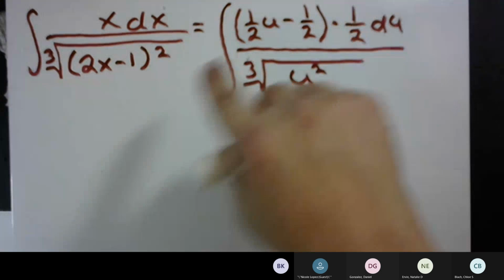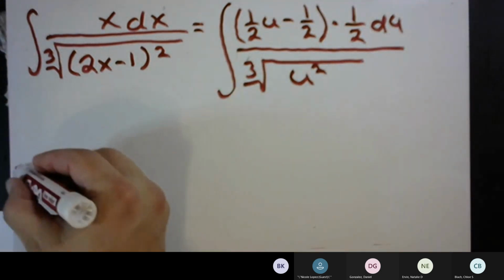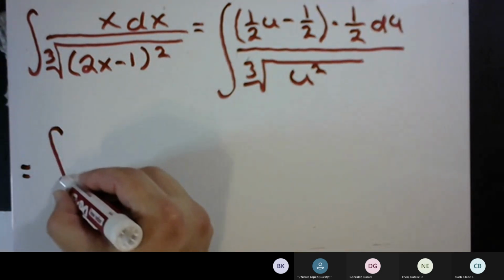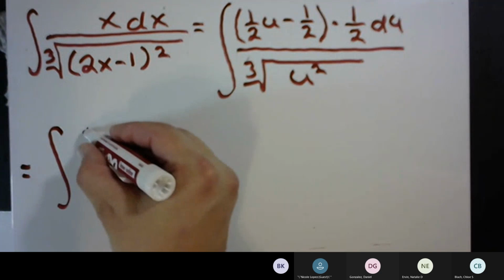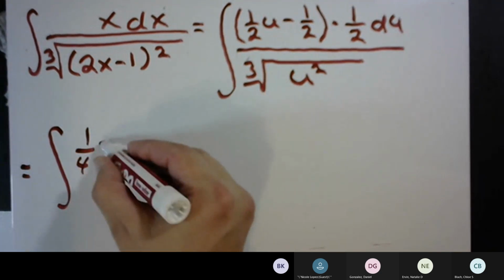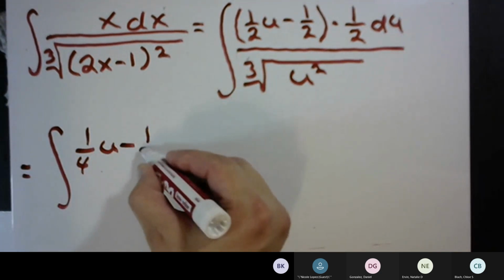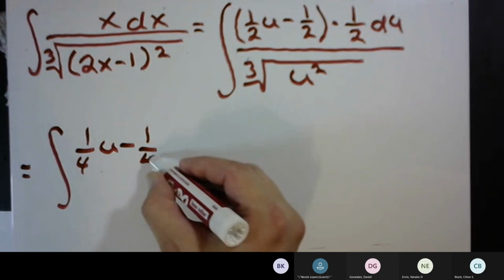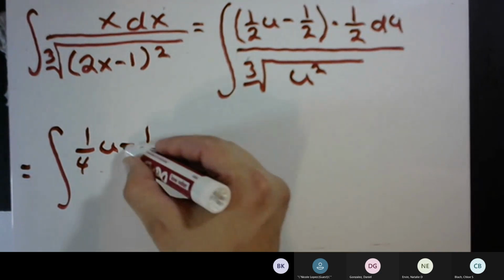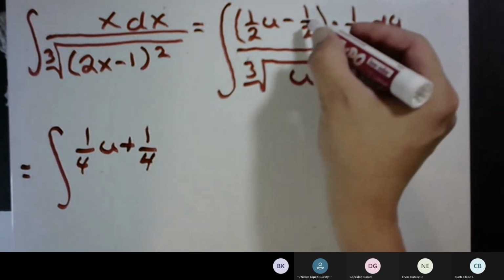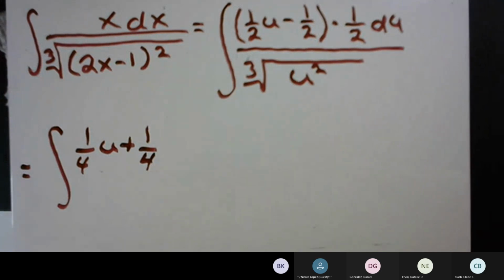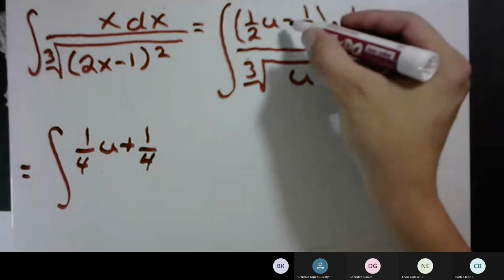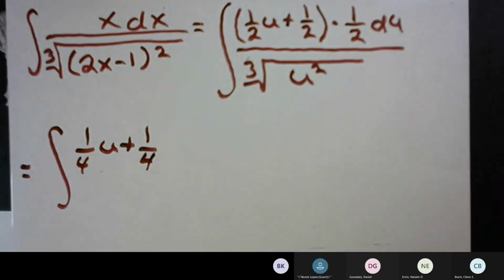So let's see, we could multiply the 1/2 through. We'll get 1/4 u minus 1/4. Oh, I'm sorry, plus. It's a plus. Wait, was it plus or minus? Let me double check my notes. Yeah, it's going to be plus.